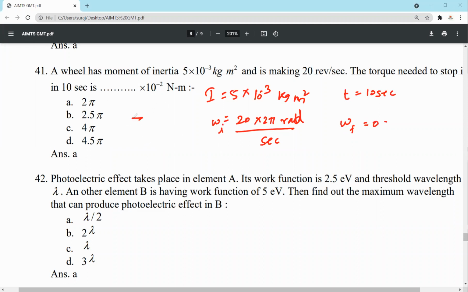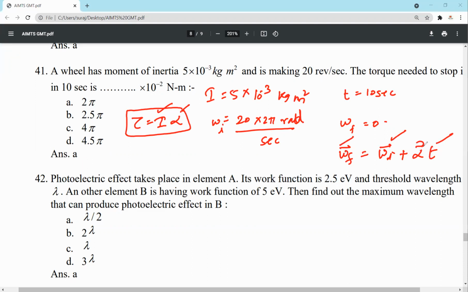Torque, how much do I need? See, torque is equal to I alpha. If I know alpha, I can find torque. Alpha you can find, right? Using v equals u plus at: t is given, initial is given, final is 0. We can find alpha. Once I get alpha, I can use this formula to find torque. Coming to question 42.